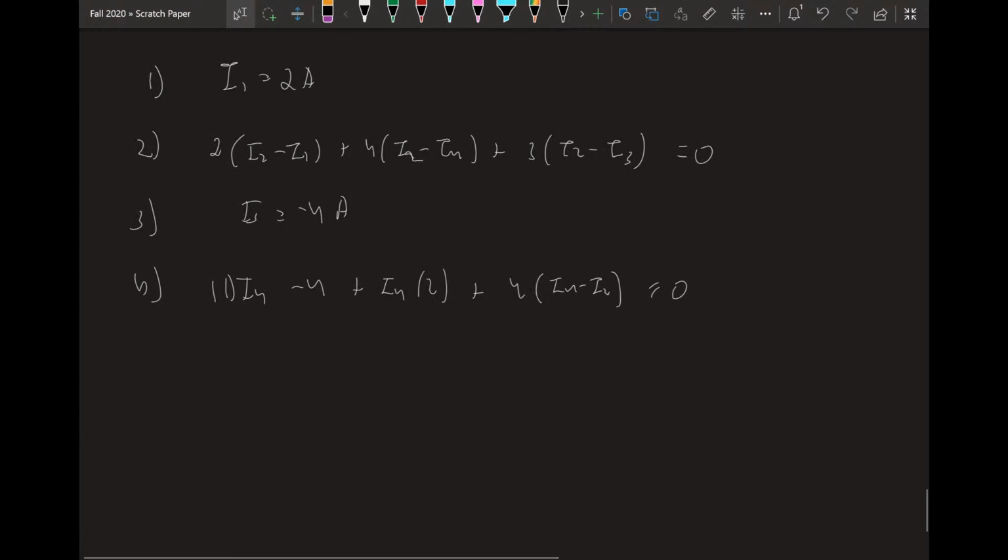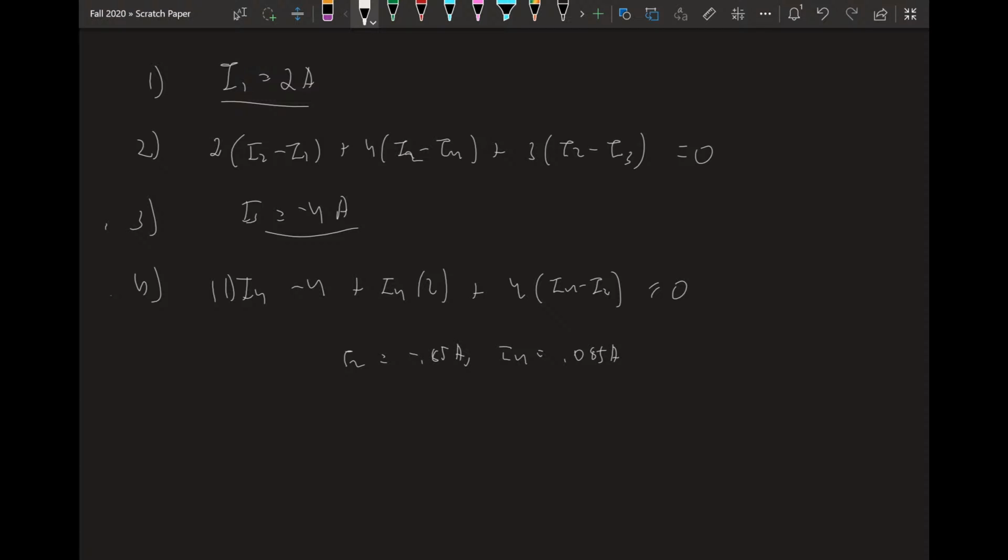So let's look at equations. We have 4 equations, 1, 2, 3, and 4. We have 4 unknowns, I1, I2, I3, and I4. So when you solve this using your favorite system solving method, you're going to get that I2 equals negative 0.85 amps and I4 equals 0.085 amps. And then you already know what I3 and I1 are.